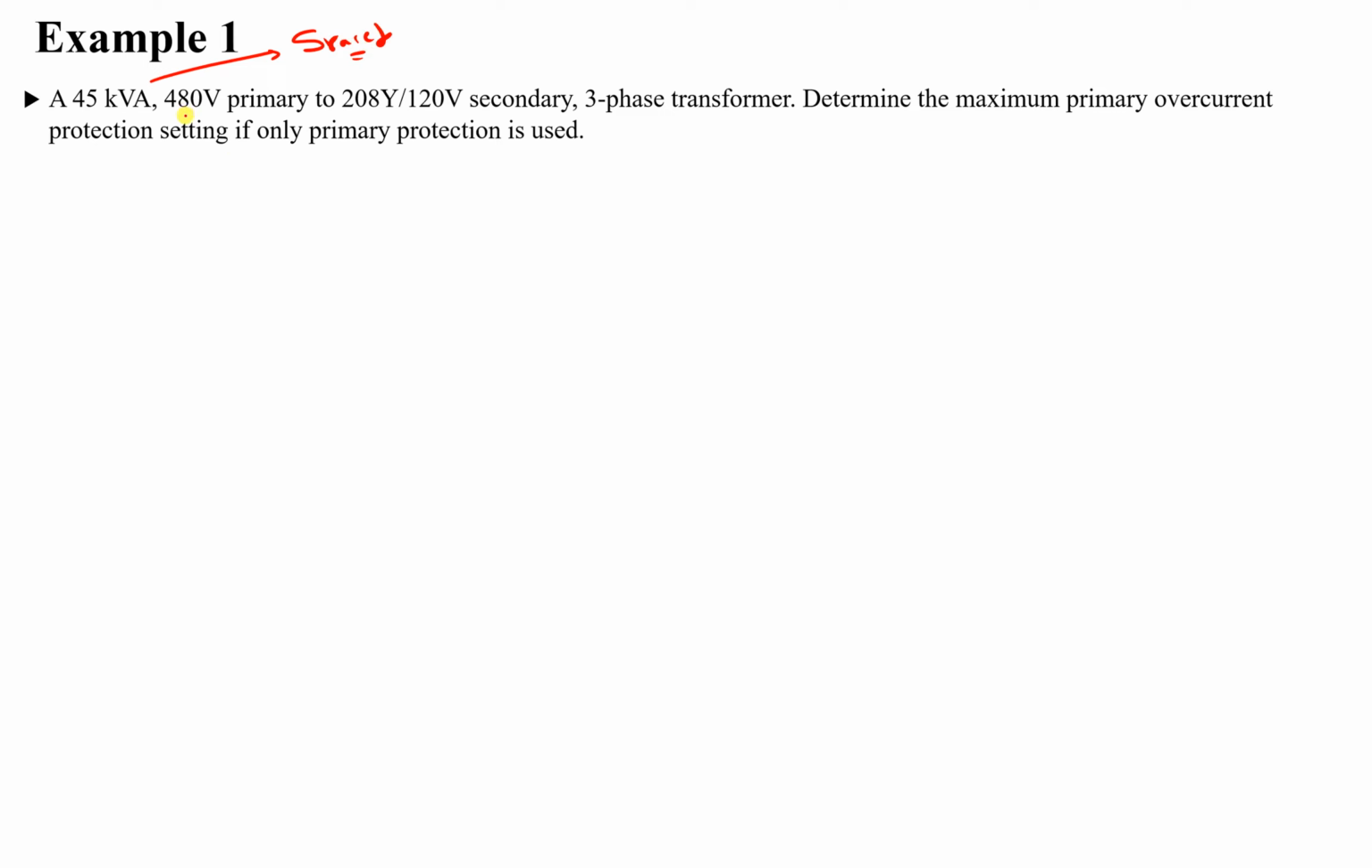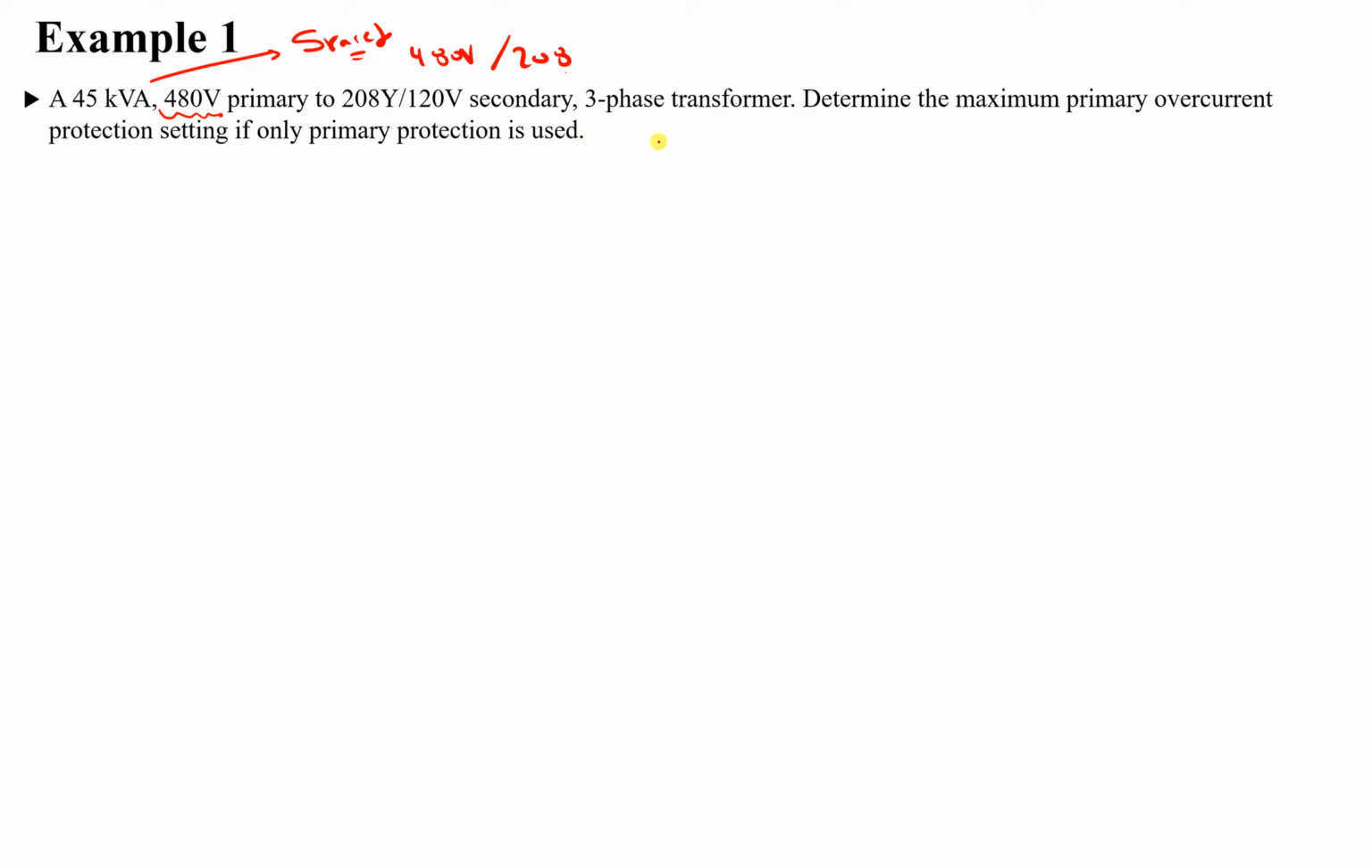It is a step-down transformer from 480 volt for the primary to 208 volt for the secondary. It is a three-phase transformer. Determine the maximum primary overcurrent protection setting if only primary protection is used.